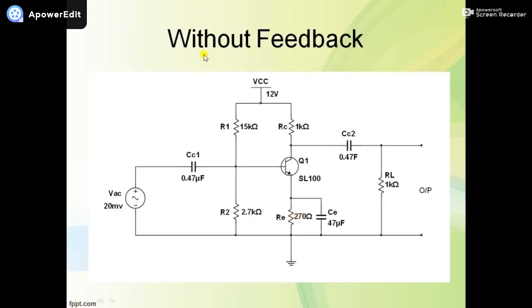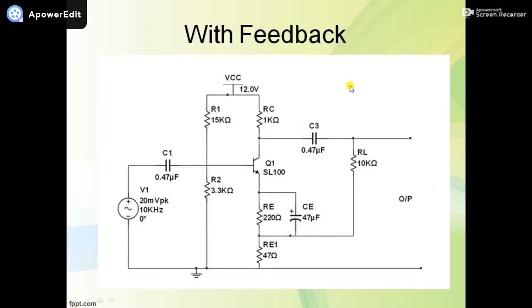And in this case, we are classified without feedback and with feedback. So this is the circuit without feedback. In this case, the RL is connected directly to the ground point, and this is the with feedback circuit diagram. In this case, the RL is connected to the other end of the bypass capacitor and emitter resistor. This is the difference between without and with feedback.